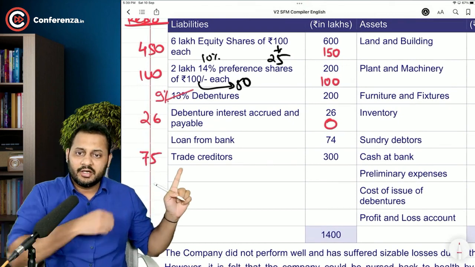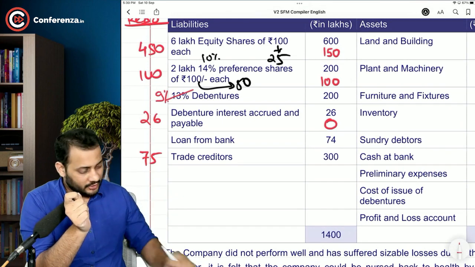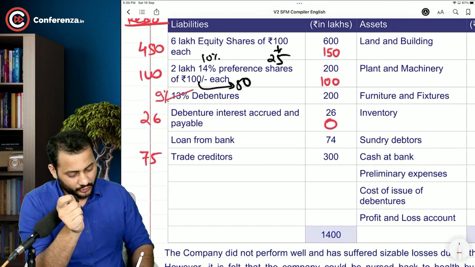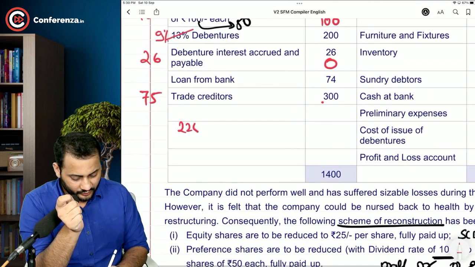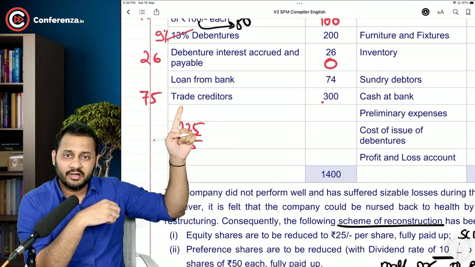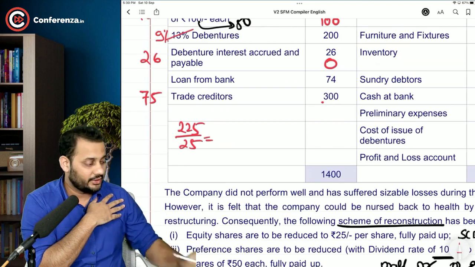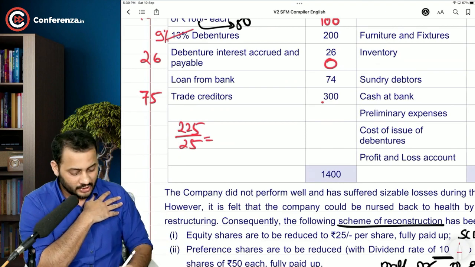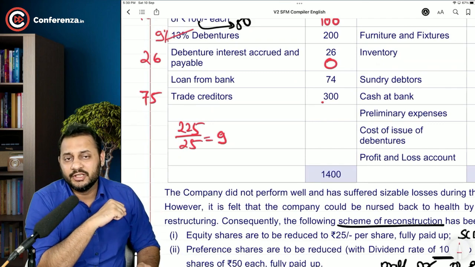So trade creditors debit to reconstruction account 75 lakh. Now what is left is 225. Okay. What is left is 225, and now we are going to debit the entire trade creditors with 225 lakhs, and we are going to issue them equity shares worth 25. So how many equity shares? 9 lakh equity shares will be issued to them.